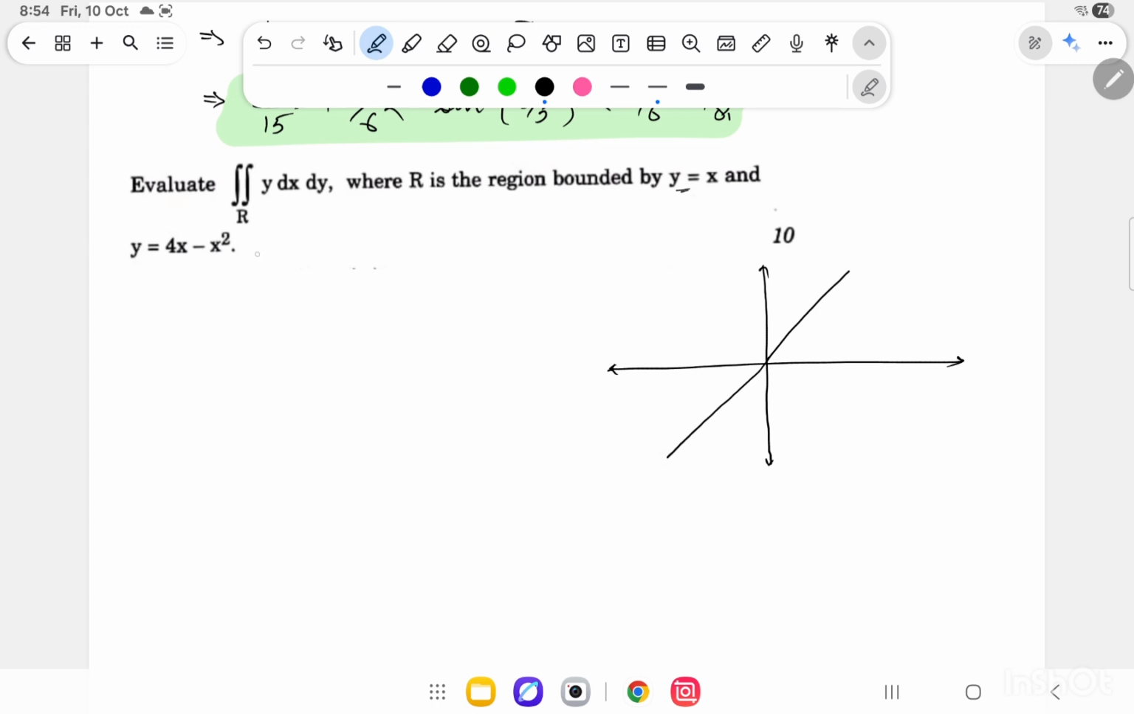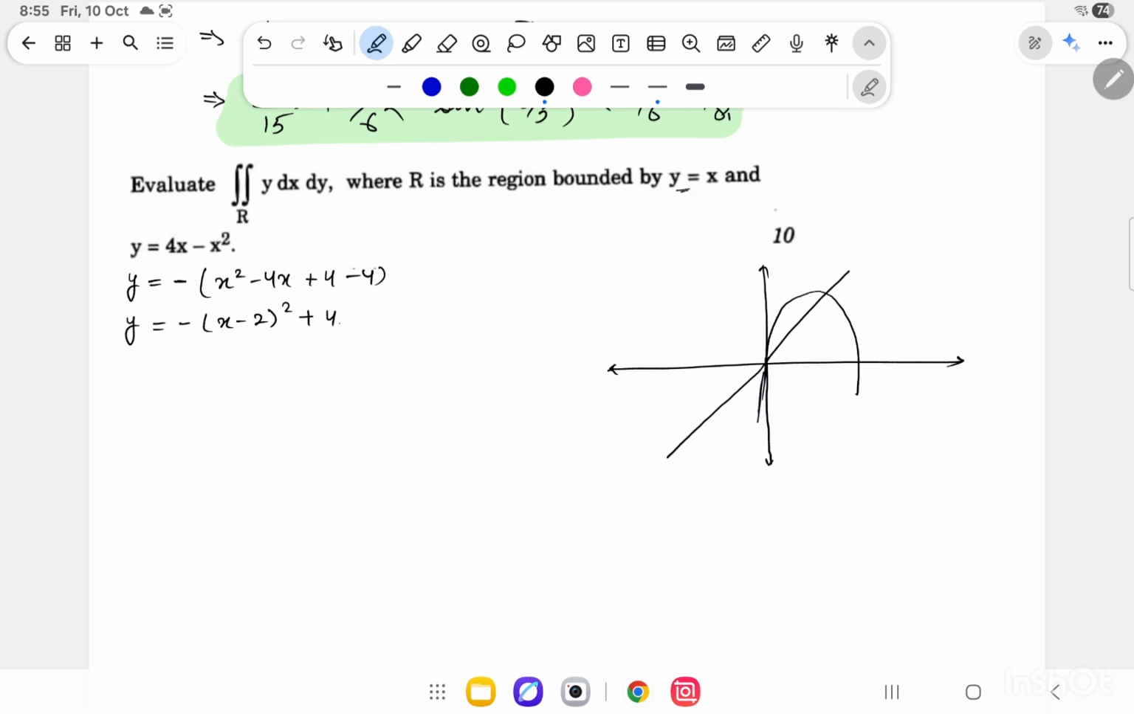Also you can reduce it to a more simplified form. Pulling out the minus, it will be y equals minus (x square minus 4x), and you can add and subtract 4, so it will be y equals minus (x minus 2) square plus 4. This is the more simplified form, and if you draw its figure, it will be somewhat like this.